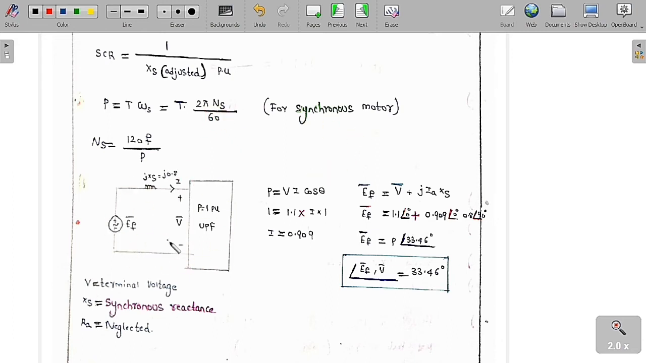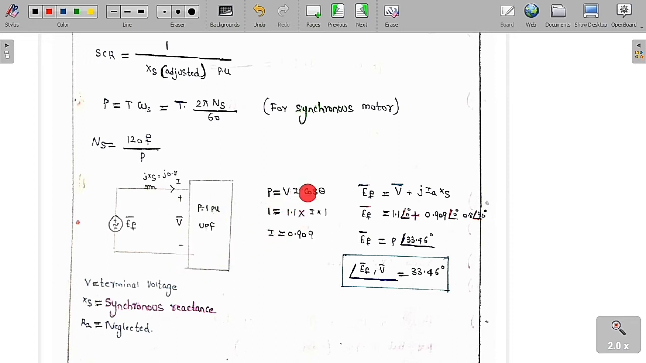So take a small example. Here basically this is the phasor diagram for a synchronous generator. This is the EMF induced EF bar, and this j into XS is, suppose let me assume, j0.8, and this is the load that we are going to consider per phase. This is the V, the terminal voltage of the synchronous generator. Let me assume the amount of power required is 1 per unit. Then it is basically a UPF load. Then V is called the terminal voltage and XS is the synchronous reactance, and RA we are going to neglect, as it is per phase diagram.